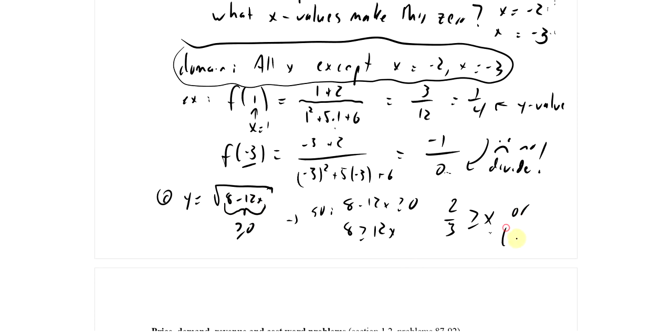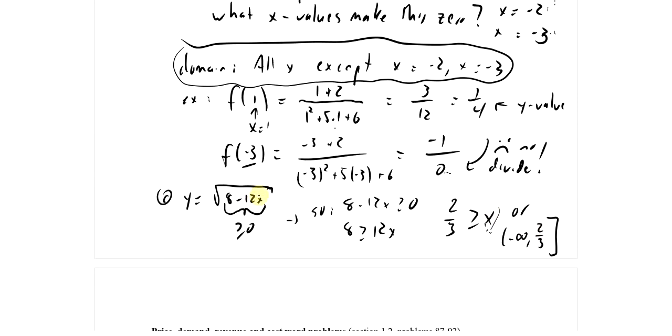Some people like interval notation. I don't. I like to know what letter I'm dealing with. This is my domain because there's an x in it. X is domain, y is range. Some people like the interval notation, but it doesn't tell me whether this is the domain or the range. So I'd like to have the x there.